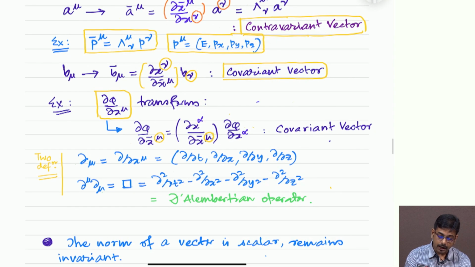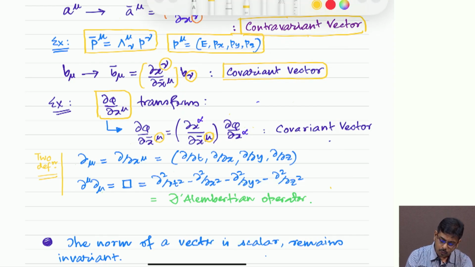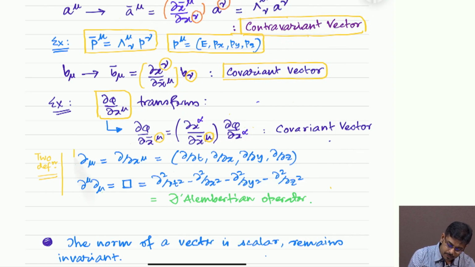So, the point is there are two definitions that we actually have to come across. One which is called the four-derivative, which is defined as del mu. This is also written as del by del x mu. Now, what does it constitute? This has four different components as we can imagine. The first is the derivative with respect to time, which is del t. The other three are del x, del y and del z.